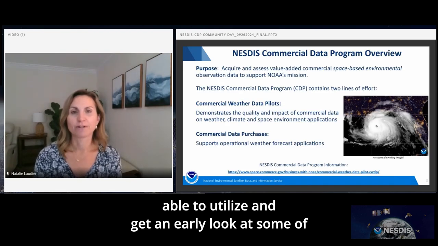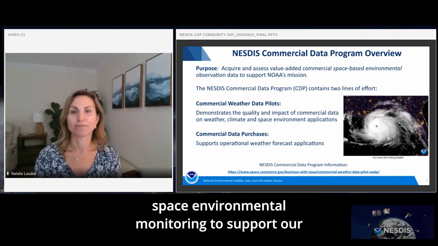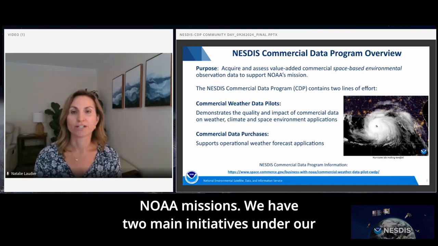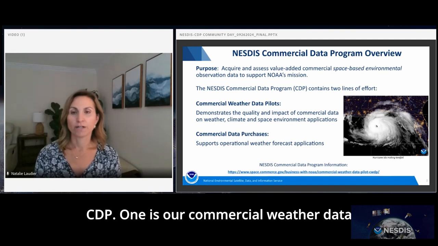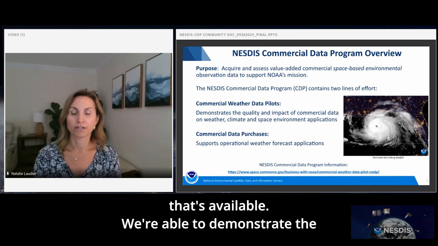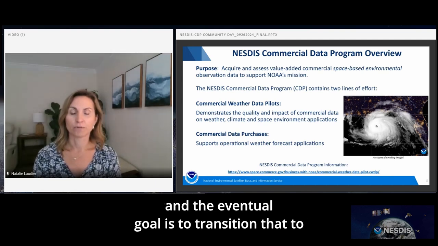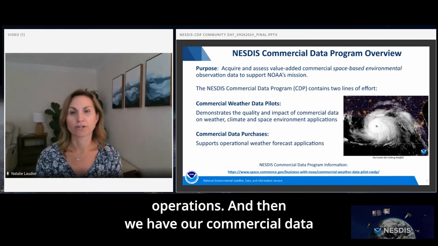So through our commercial data program, we're really able to utilize and get an early look at some of our new commercial data sources related to space-based environmental monitoring to support our NOAA missions. We have two main initiatives under our CDP. One is our commercial weather data pilot program, where we can really get early looks at some of the new data that's available. We're able to demonstrate the capability for operations and quality of the data, and the eventual goal is to transition that to operations.